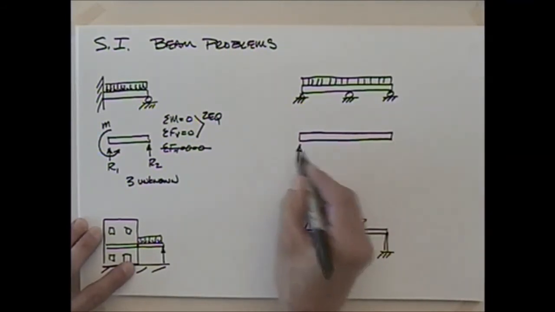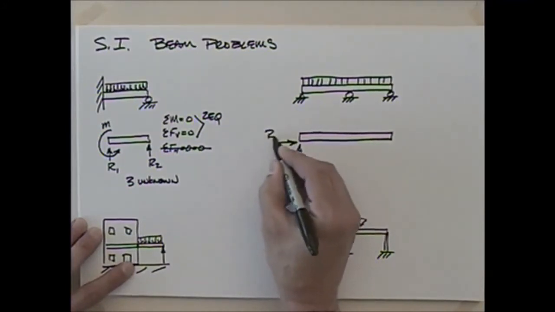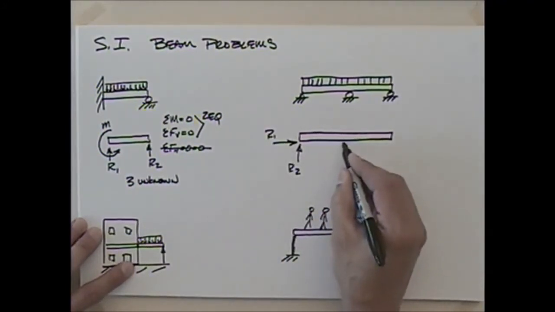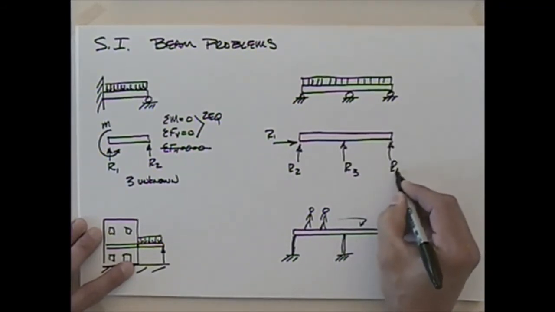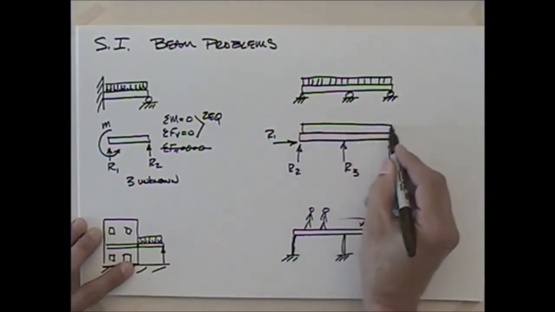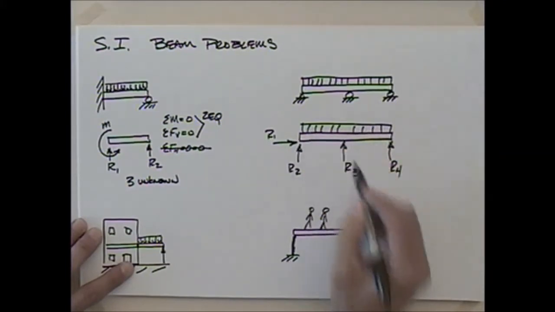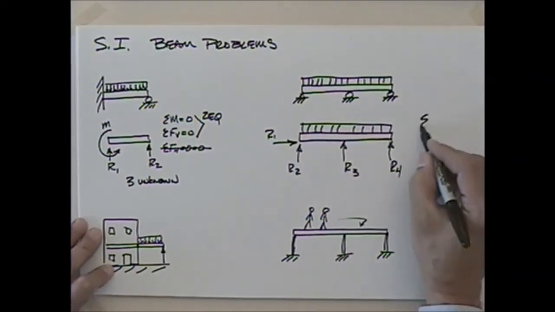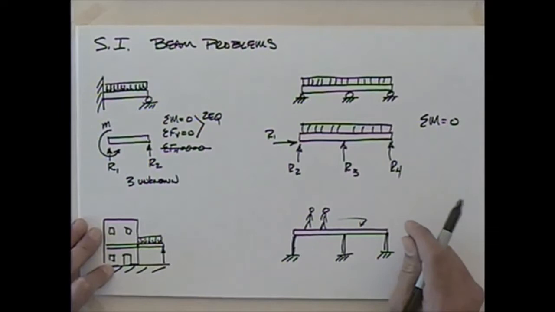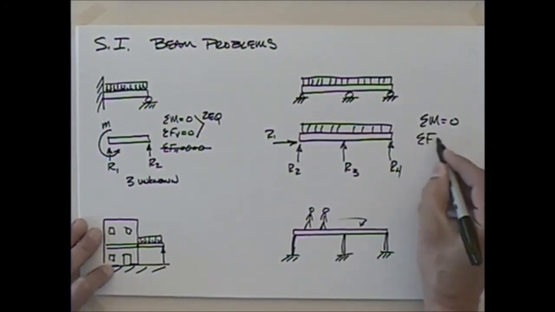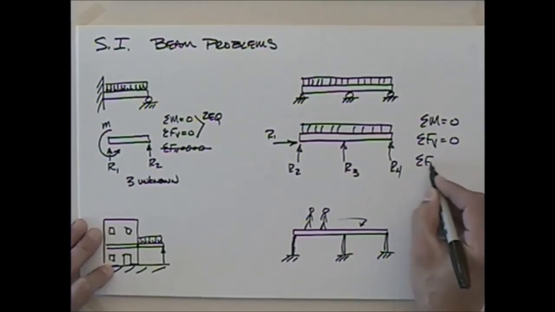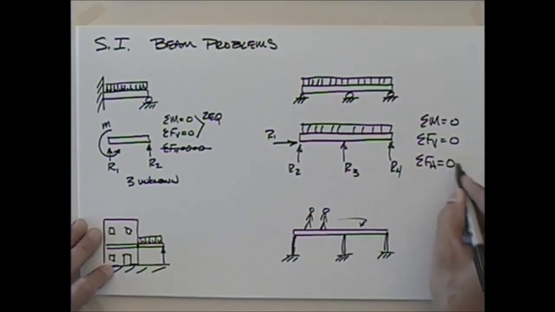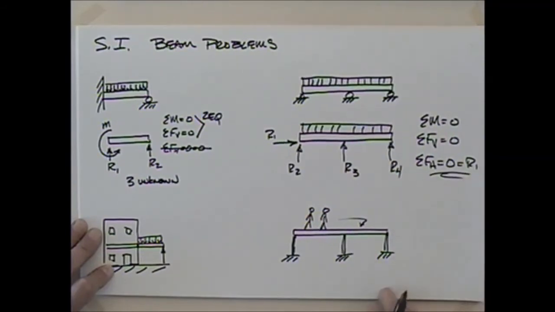Now I've got a force there, I've got a force there, so we can say this is R1, R2, R3, and R4. We of course have this distributed load there. So if I sum the moments, setting those equal to 0, that should work. Sum of the forces in the vertical, that should help. Sum of the forces in the horizontal is equal to, that's going to just be R1, isn't it? So what am I left with?